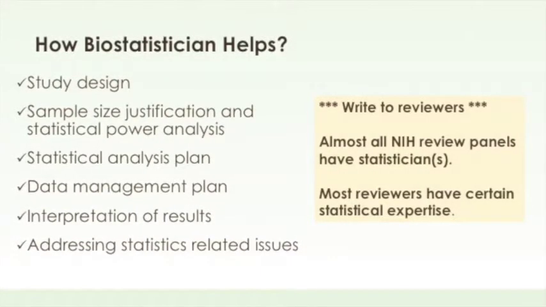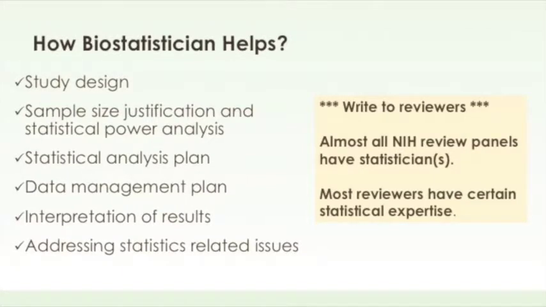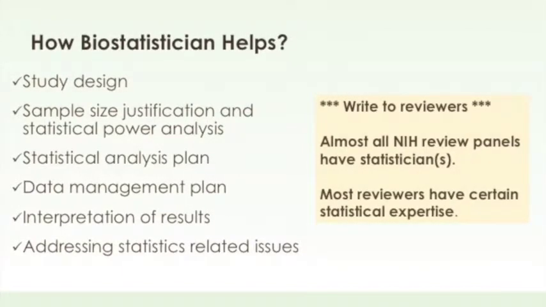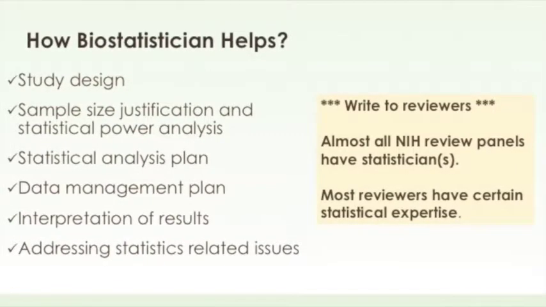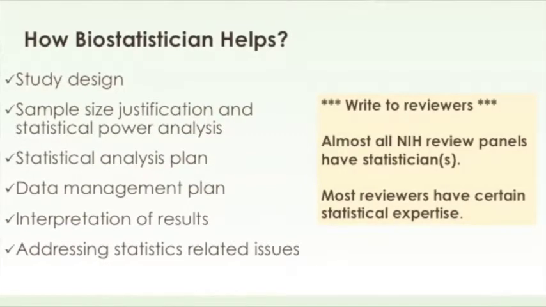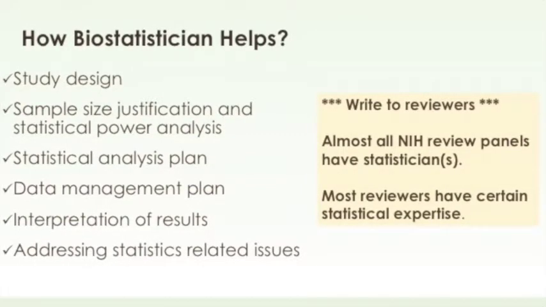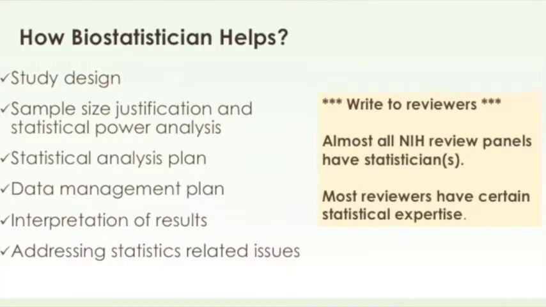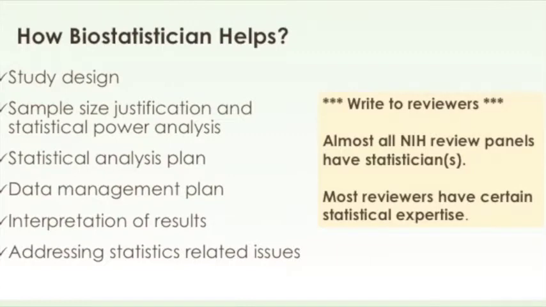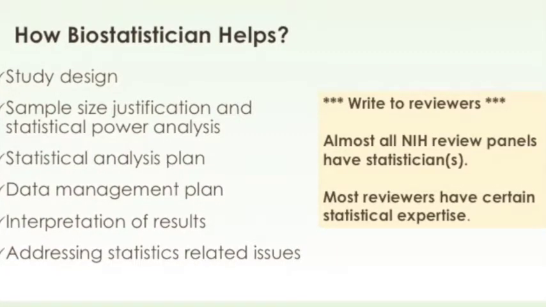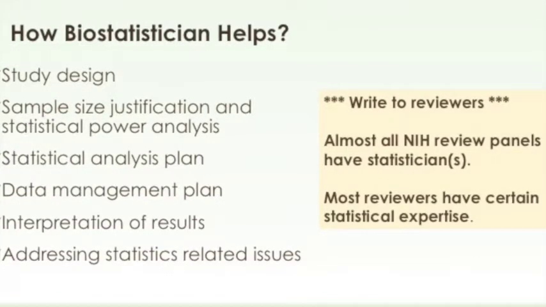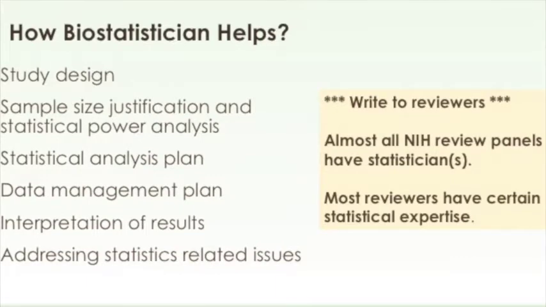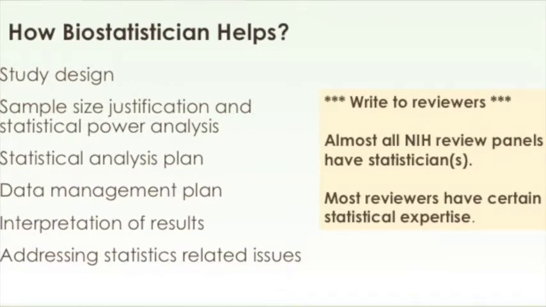So when we write for review, to my knowledge, almost all the NIH review panels have one or two statisticians. Some sections have more. It really depends on whether it is an epi section or a statistical section that has more. And most reviewers are pretty successful in grant writing. They have certain statistical expertise already. So I believe very few projects or applications will be successful without biostatistical expertise.